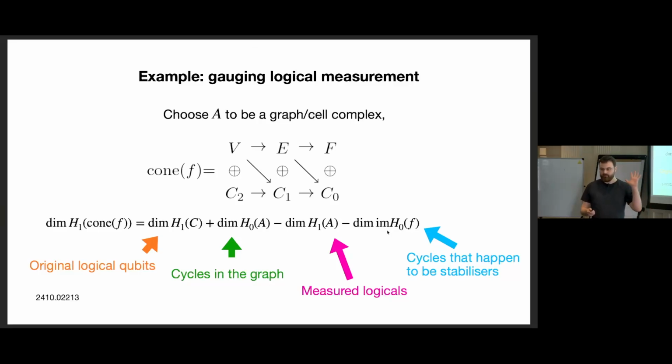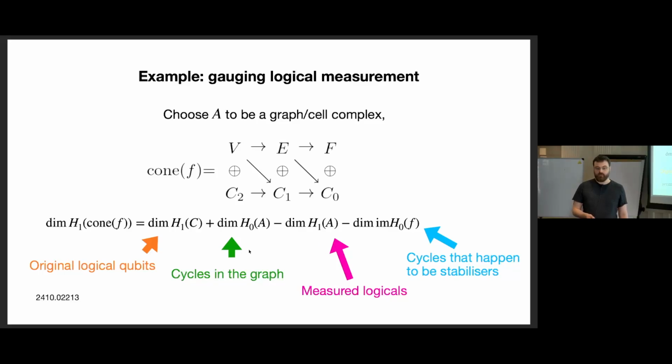So if I go back out and look at what Isha was talking about in her very nice talk earlier, then if I choose my A to be a graph, let's say a graph complex, where I associate my A1 with V, my A0 with E, and my A-1 with a set of faces or cycles F, then if I translate what I was saying before with this expression into this language about graphs and doing gauging logical measurement, then the number of logical qubits I'm going to have is determined by the number of original logical qubits I had in my code, the number of measured logicals, that is the ones that are turned into stabilizers and therefore they're gone.